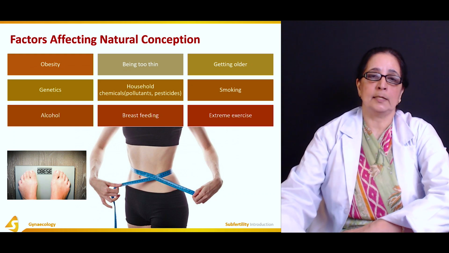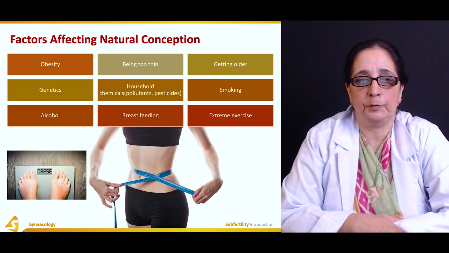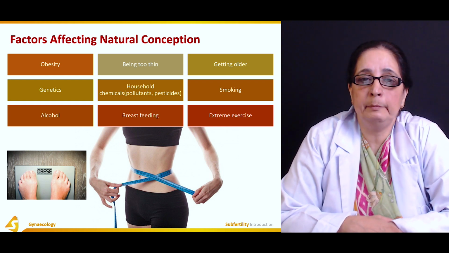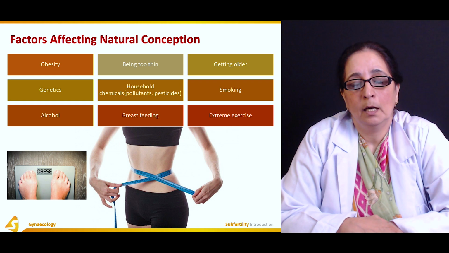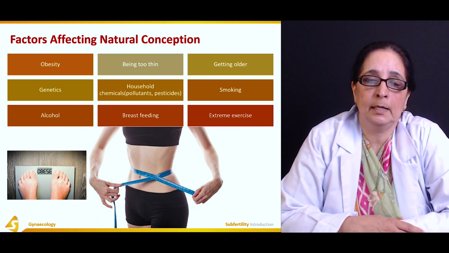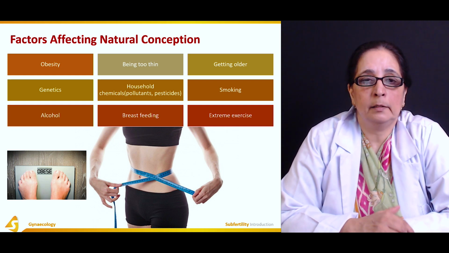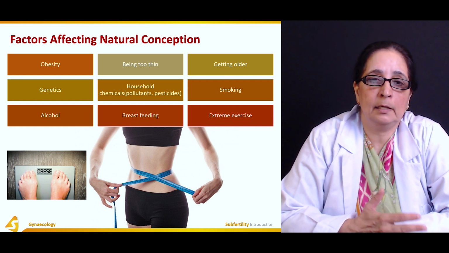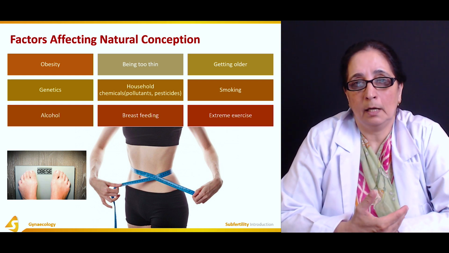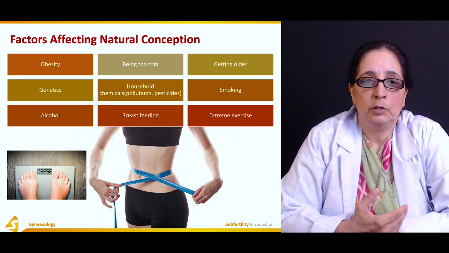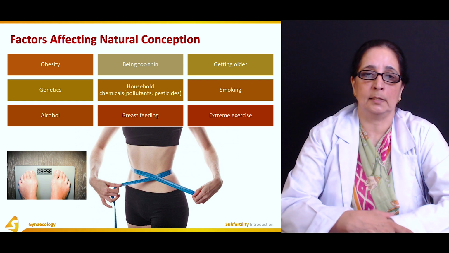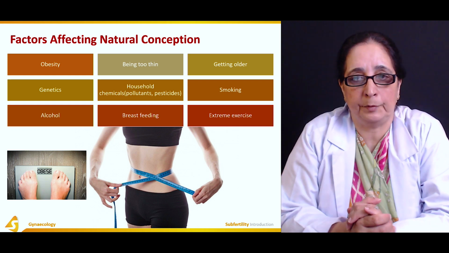What are some factors that affect natural conception? One is weight, which is very important in females who are obese. Their hormones are affected by the weight, and their ovulation is affected, and if they do not ovulate naturally, they won't be able to conceive. So obesity or excessive weight is a very important factor affecting natural conception.